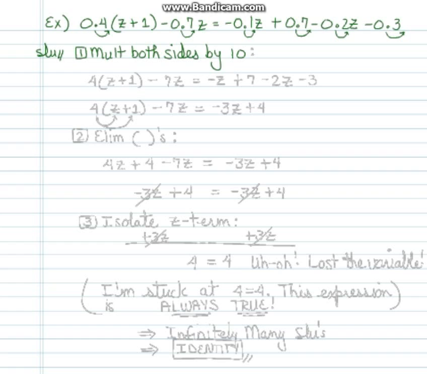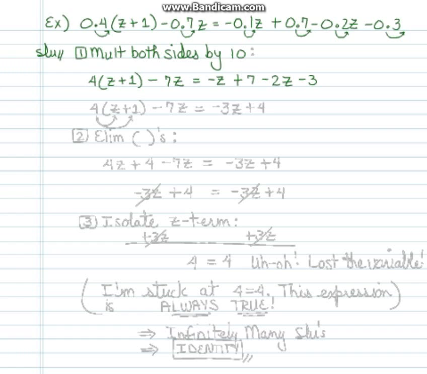Okay, that makes our equation just 4 parentheses z plus 1 minus 7 times z equals negative 1 times z is negative z plus 7 minus 2 times z minus 3. Now, before we go any further, we might as well clean up the right side. We have some like terms that we can combine.